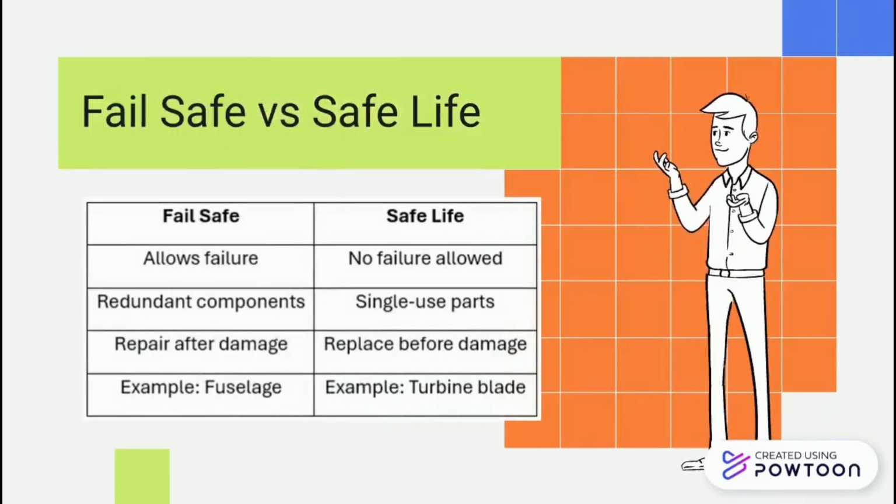To recap the difference, fail-safe design accepts that failure may happen but includes backup systems to keep things safe. Safe life design prevents failure by replacing parts before they become a risk. In a modern aircraft, both strategies are used together. For example, the fuselage structure is designed to be fail-safe while the landing gear hinge pins are safe life. This combination ensures that even if one part fails, the aircraft remains safe to operate.